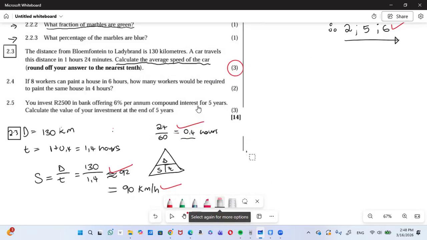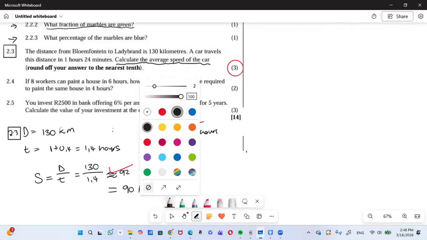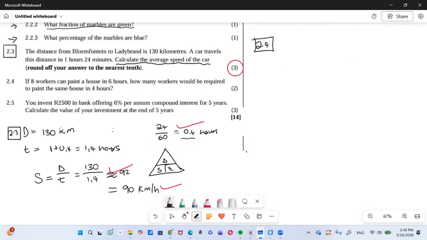The next one is 2.4. They're saying if a worker can paint a house in 6 hours, so these painters, we have 8 workers, they're painting a house in 6 hours, right? How many workers would be required to paint the same house in 4 hours?